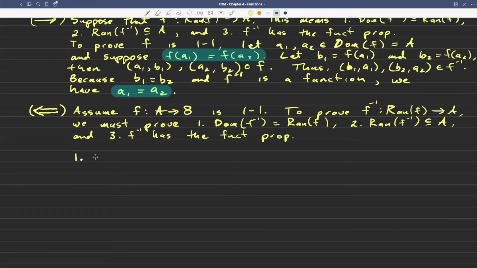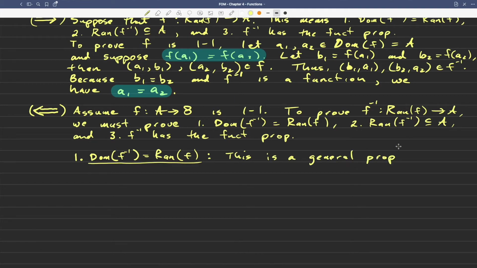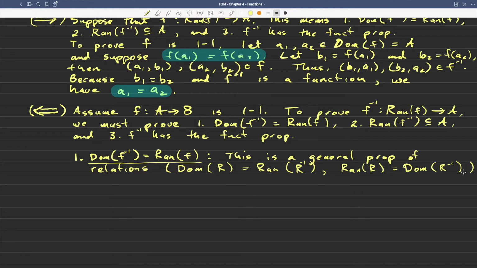So one, that the domain of f inverse equals the range of f. Well, this is a general property of relations that we proved back in the chapter on relations. Back in the chapter on relations, we had a theorem. I don't remember the reference on it right off the top of my head, but it said that the domain of a relation R is equal to the range of that relation's inverse. And then it also said that the range of R is equal to the domain of its inverse. So we had this theorem that gave us that for free. So we don't need to reprove it, it's just a general fact.